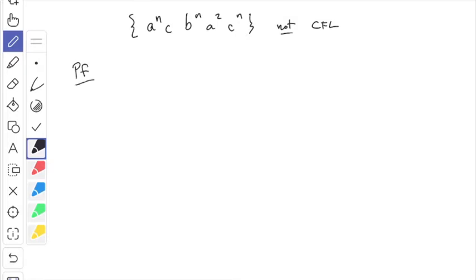We use the pumping lemma for context-free languages, which is about pumping parse trees. So the proof is always by contradiction. I begin by saying, for the sake of a contradiction, we assume that it is, I'll call it L. We assume L is a context-free language.